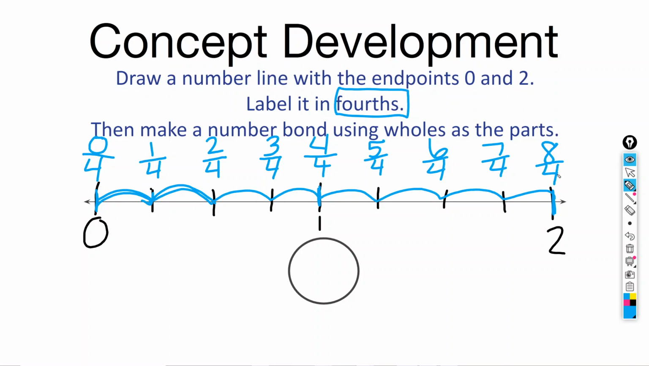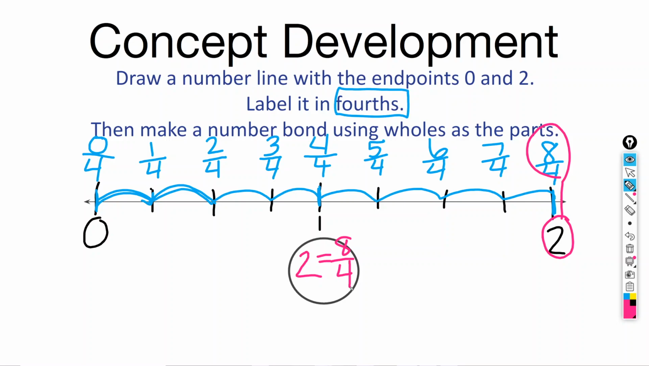Now we can go to the next step, which is making a number bond using the wholes as parts. So first I'm going to start in my middle part of the number bond. I have 2 wholes, so in my number bond, this needs to be 2 wholes. Well, I know that 2 wholes is the same as 8/4, so I'm going to write that 2 equals 8/4 because they're the same thing.